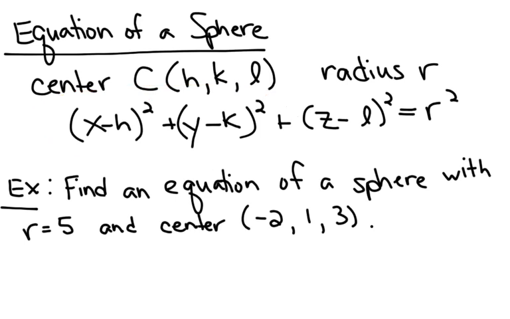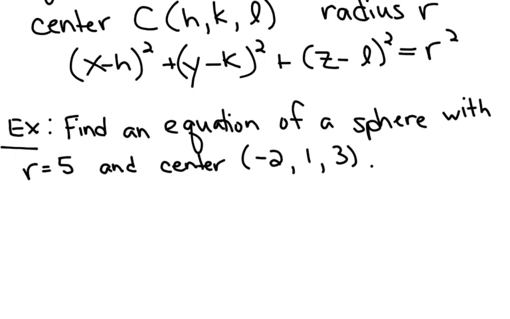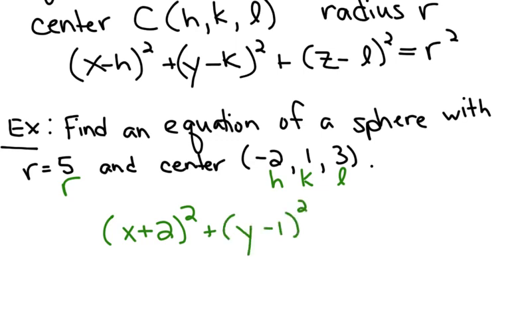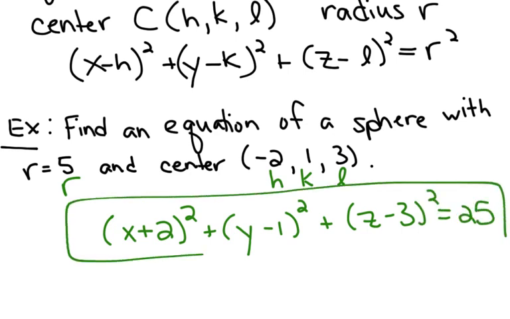So to find the equation of a sphere with a radius of 5 and a center of (-2, 1, 3), all I'm going to do is plug this in for h, this in for k, this in for l, this in for r, and then I'll be done. Watch your negatives. The first binomial is going to be (x plus 2) squared, plus (y minus 1) squared plus (z minus 3) squared equals 25. And that's the equation of the sphere.